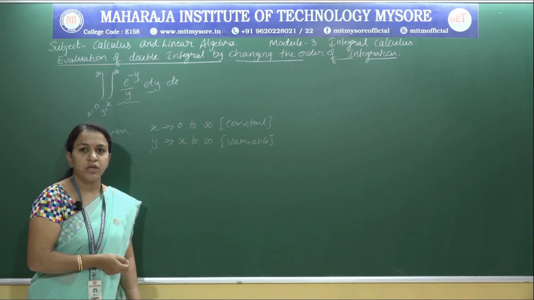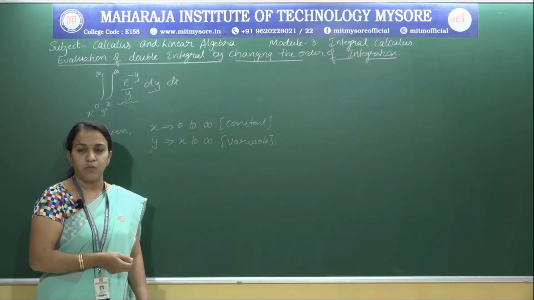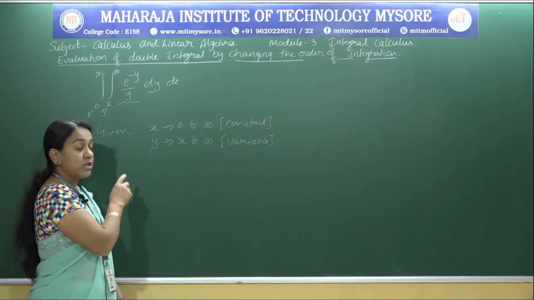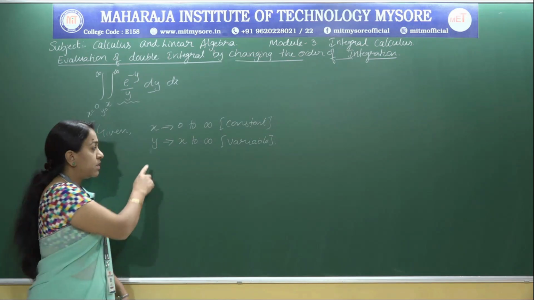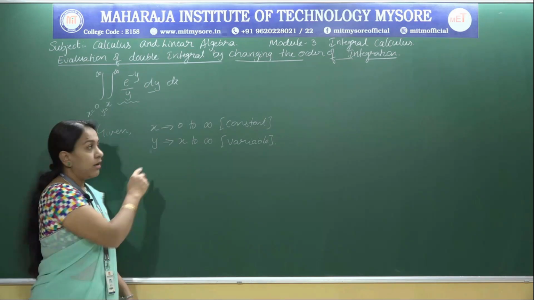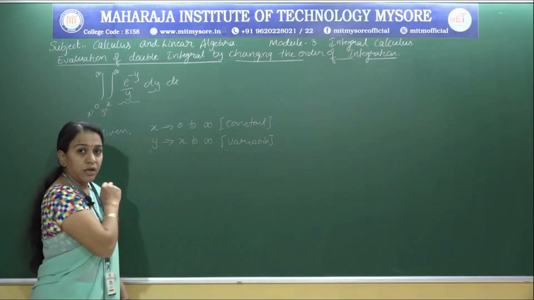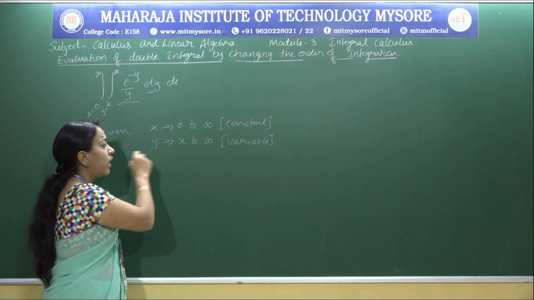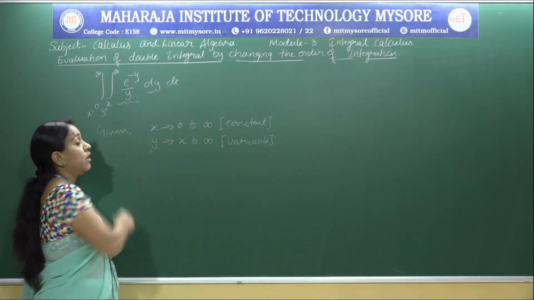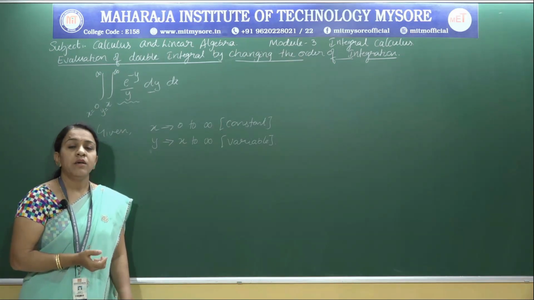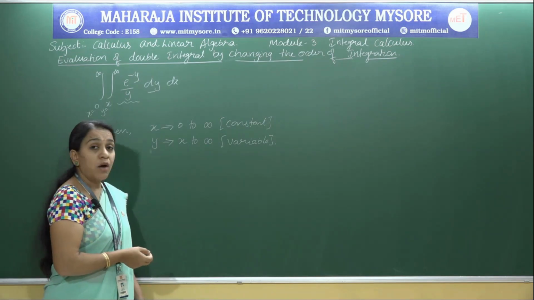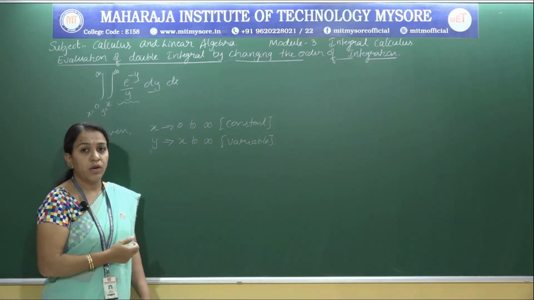In that bounded region, we know how to get the limit of x and y. So, that should be done here. Once we represent the curve in a coordinate plane, we should consider x as a variable limit and y as a constant limit. Then it is easy to evaluate the given double integral. That is why we change the order of integration. Now, let us come to how to represent and how to get the new limits.